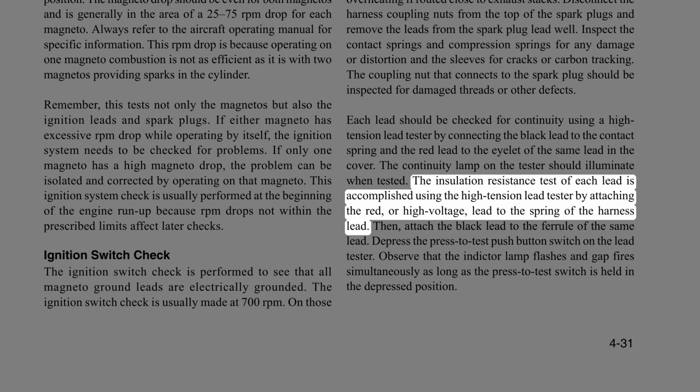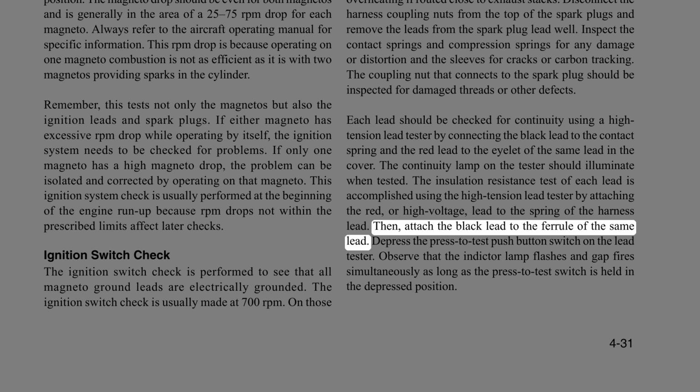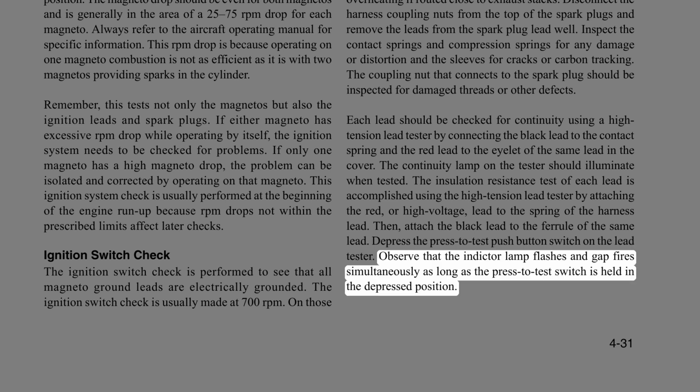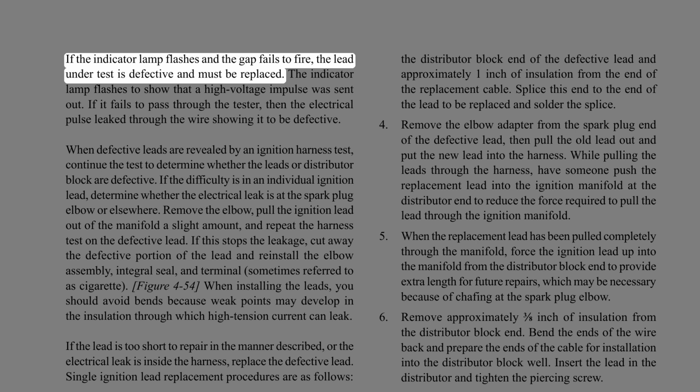The insulation resistance test of each lead is accomplished using the high-tension lead tester by attaching the red, or high-voltage, lead to the spring of the harness lead. Then, attach the black lead to the ferrule of the same lead. Depress the press to test push-button switch on the lead tester. Observe that the indicator lamp flashes and gap fires simultaneously as long as the press to test switch is held in the depressed position. If the indicator lamp flashes and the gap fails to fire, the lead under test is defective and must be replaced.